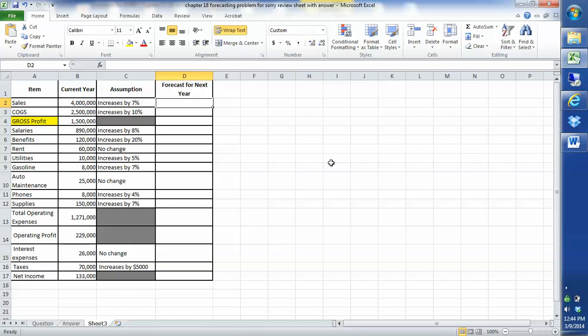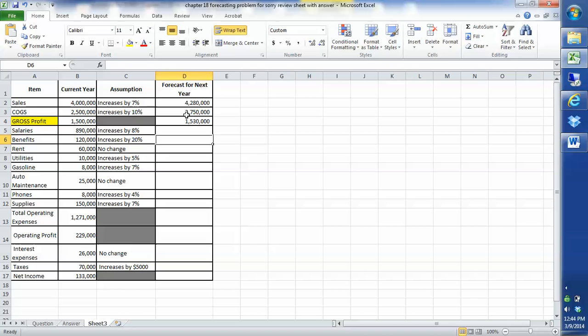So for our sales of $4 million in the current year, we expect them to increase by 7%. To calculate that, you pick up your $4 million and you multiply it by 1.07. And this is 107%, 1.07. And that gives us 4,280,000. We do the same sort of thing with cost of goods sold, except we multiply by 1.1 because that's a 10% increase. Our gross profit is equal to our sales minus our cost of goods sold, 1,530,000.